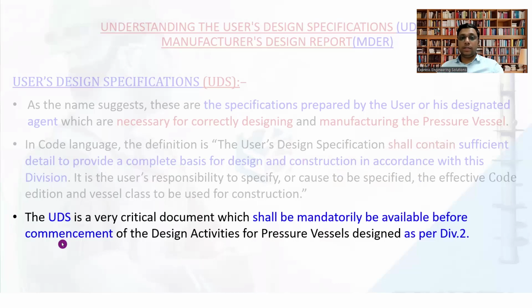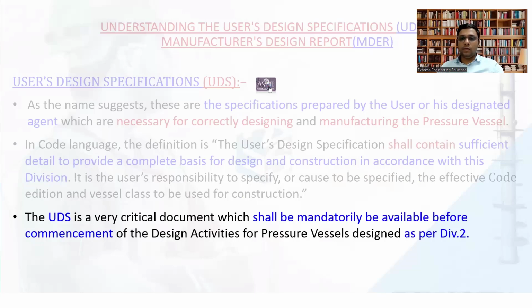So what are the things which are primarily covered under this UDS? The UDS is a very critical document which shall mandatorily be available before commencement of the design activities for the pressure vessel designed as per Section 8 Division 2. So the UDS is a very important document, and that needs to be made available before starting the design, because all the inputs must be given in the UDS. So without UDS, you should not start the design. So let us see in the code how it has been given.